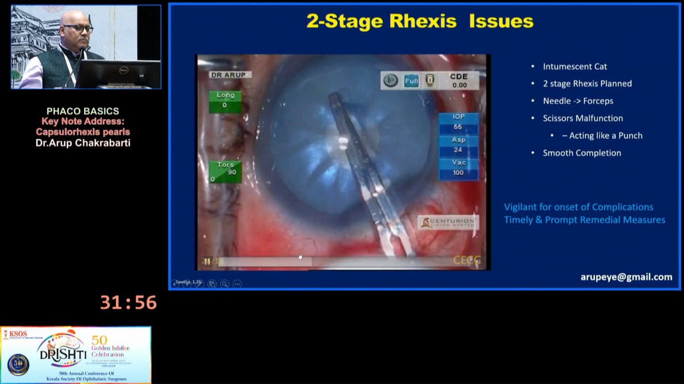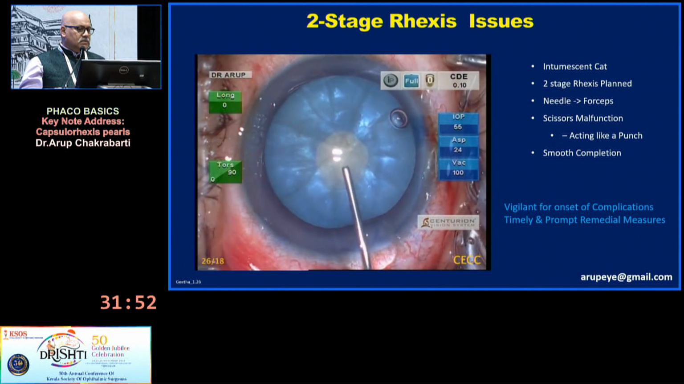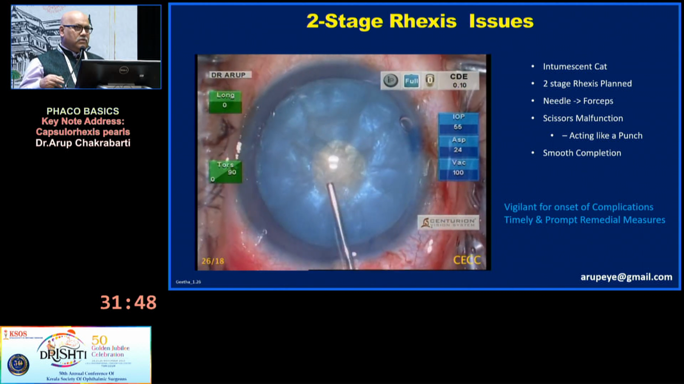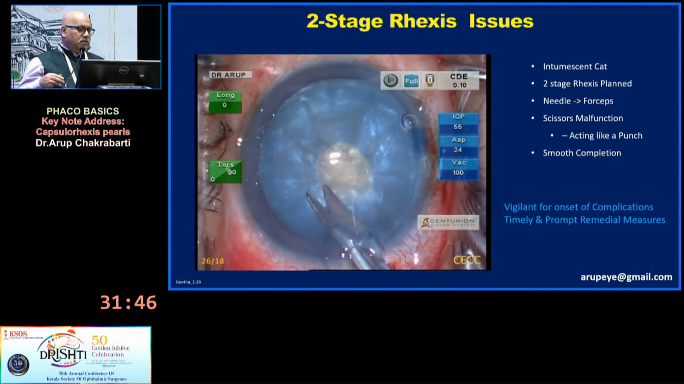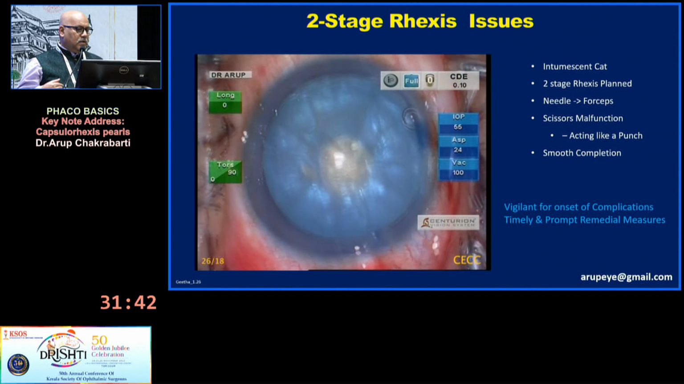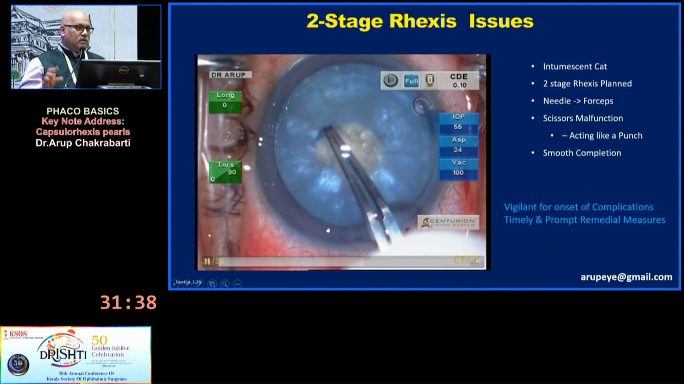Here, okay, so now I'm taking the Vannas scissors. I could have used the micro-rhexis scissors. With the Vannas scissors, if you see here, the scissors doesn't cut, it's like a forceps. It cuts and then, if you see here, it draws the capsular flap, and after cutting it, it draws it behind. So then I have just punched a defect in the anterior capsule.